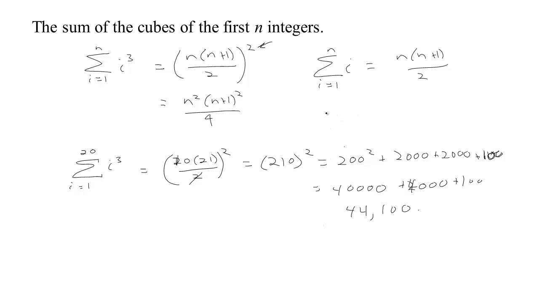As opposed to the sum of just the first 20 integers, which would only be 20 times 21 all over 2. So that would just be 210 instead.